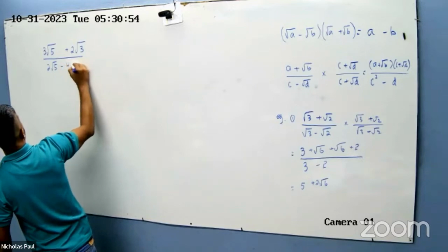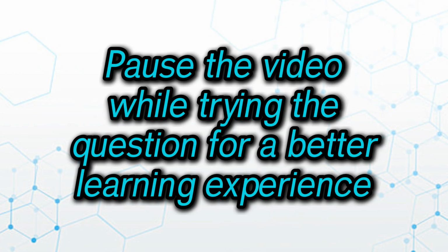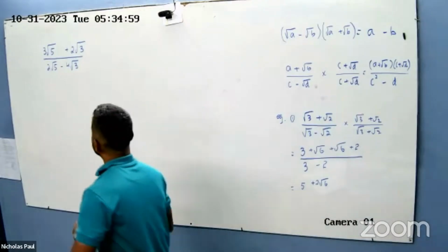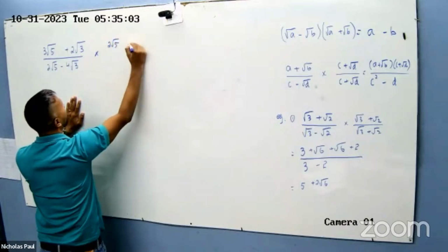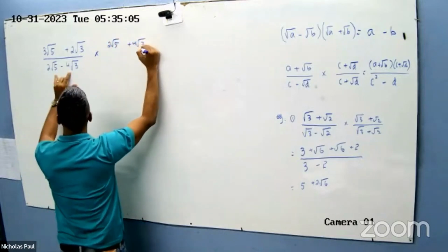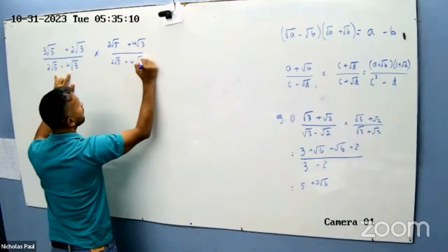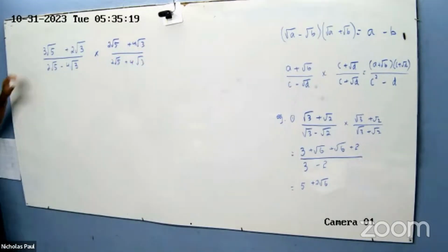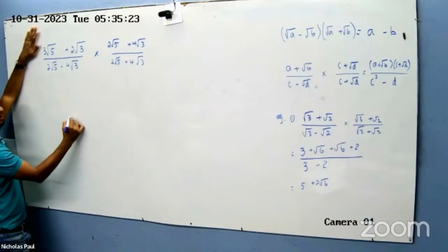Take your time when you're multiplying this out. Right, so multiply by 2 root 5, the conjugate of this, right? Let me just remind you of something.